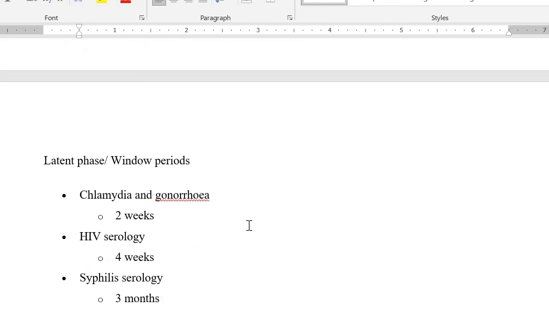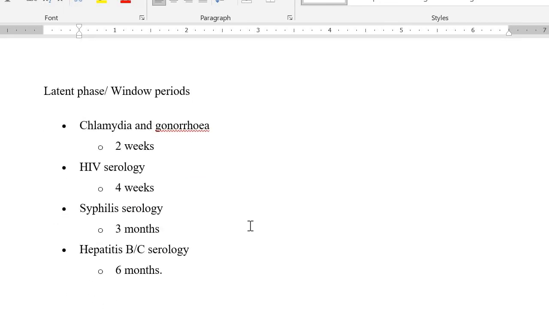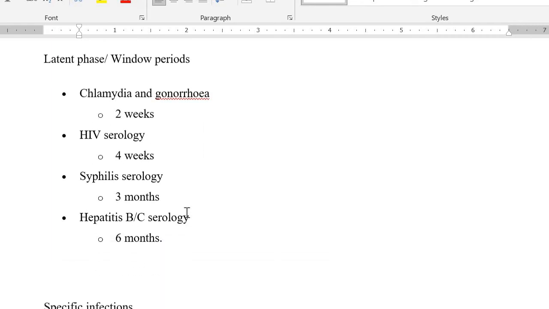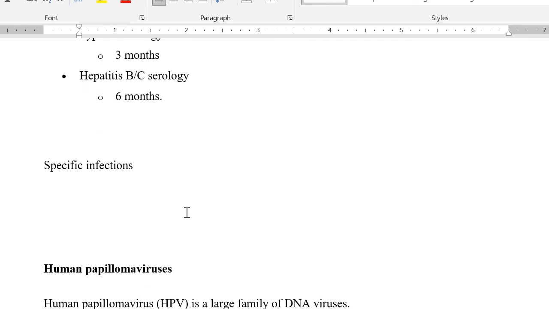Then in the latent phase, the window period, we should know this when the patient gives a history of exposure. If there is a history of exposure to someone who had chlamydia and gonorrhea, then it will take 2 weeks before this patient will become positive. HIV serology will become positive 4 weeks after exposure. And syphilis serology can become positive between 9 to 90 days. Then hepatitis B serology will be positive after 6 months. Do we need to remember that?